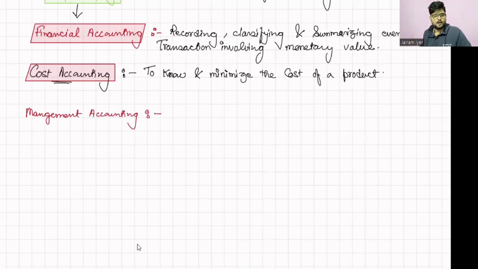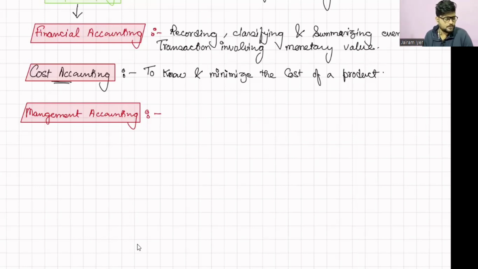Now, whenever I talk about management accounting, it has a very wide perspective and a very wide scope. Management accounting is something which is prepared for the internal users. Similarly, cost accounting as well. Do you ever know the cost of any product that you use? You know only the MRP. Do you know how much it actually cost the company? You will never know.